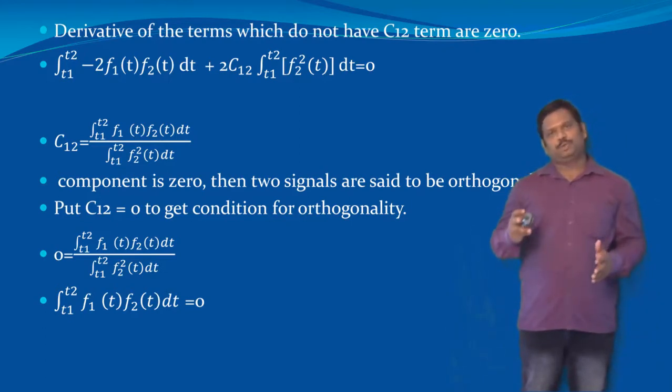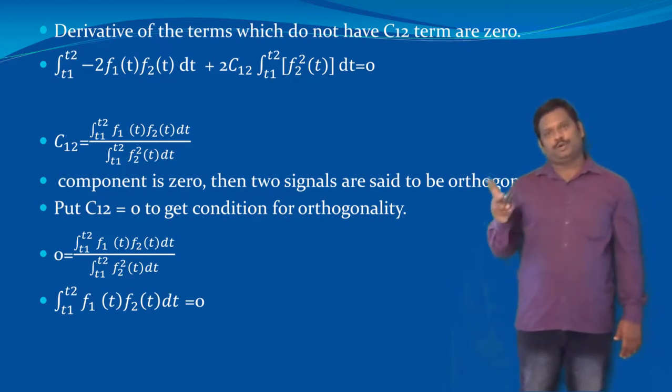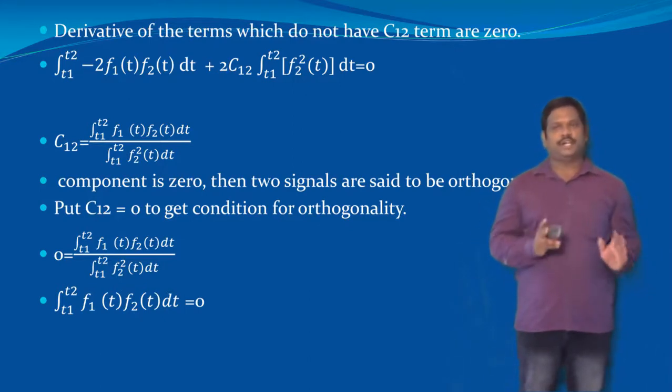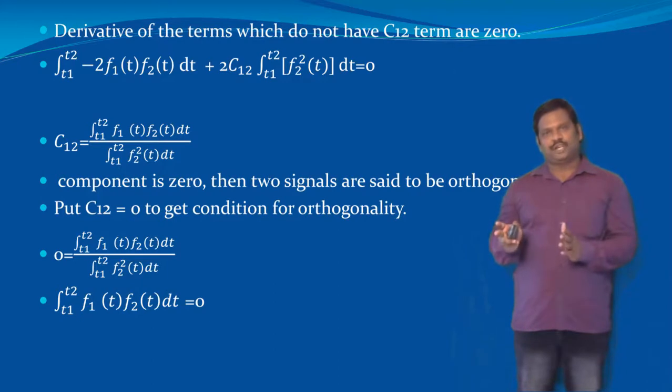This is the main important point, which is similar to that of vectors, that is c12 is equal to v1 dot v2 by v2 square. There, in the vectors, we have the dot product, but in the signals we have the integration. That is, the integration of the two functions divided by the integration of the square of the second function gives the c12 component.